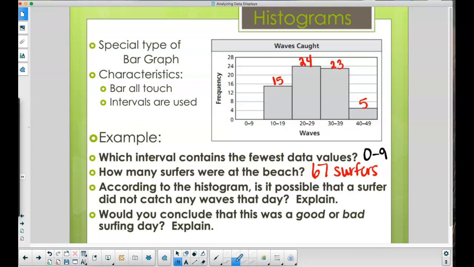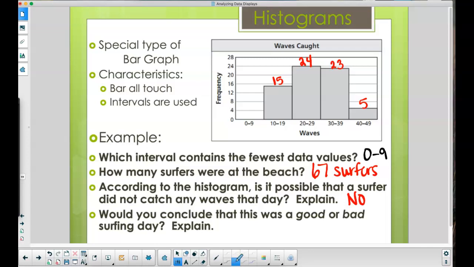According to this histogram, is it possible that a surfer did not catch any waves that day? Is that possible? Is it possible that they did not catch any, Brooklyn? No. No, why not? Because there's nothing. Right. Because if they didn't catch any waves, there'd be a bar here, right? In the 0 to 9. But there's not.